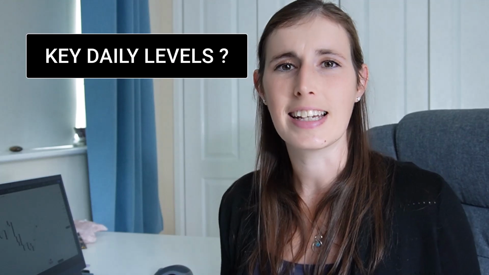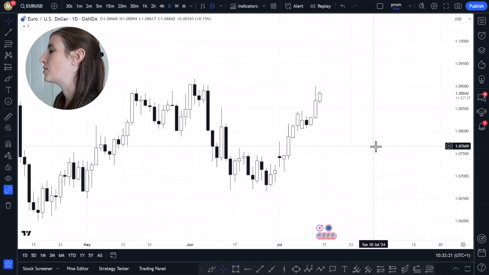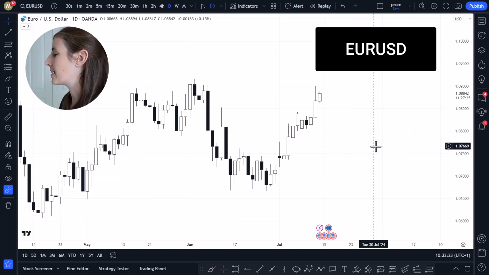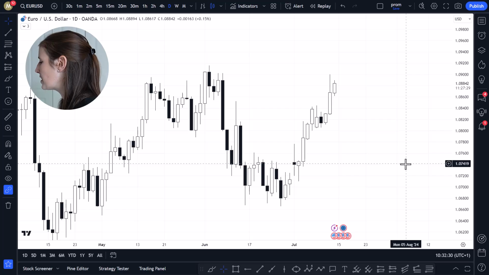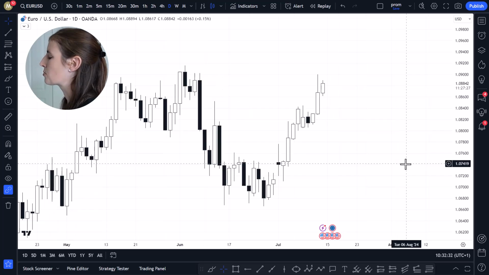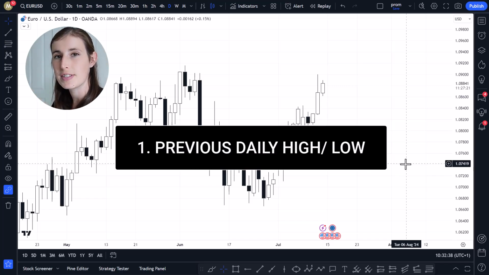But just what exactly am I talking about when I say daily levels? Well, let's have a look on the computer. I've loaded up the chart here for Euro USD and I am on the daily time frame, the time frame that we are looking at for these daily levels. And there are a variety of points that you can use for daily levels, but the most basic ones that I use day to day in my trading are primarily the previous daily high and the previous daily low.